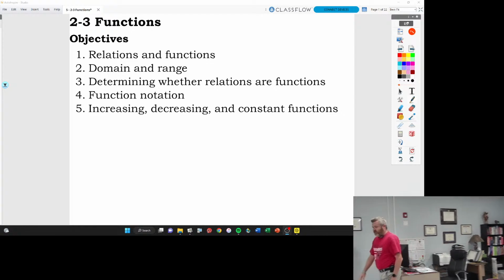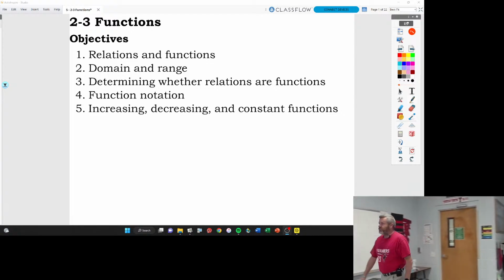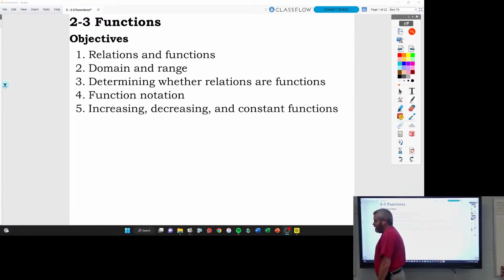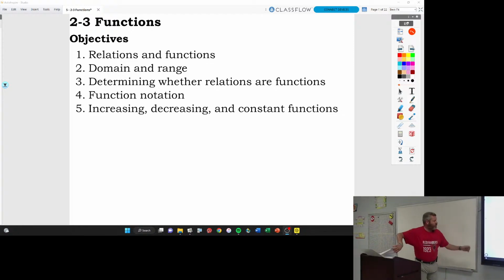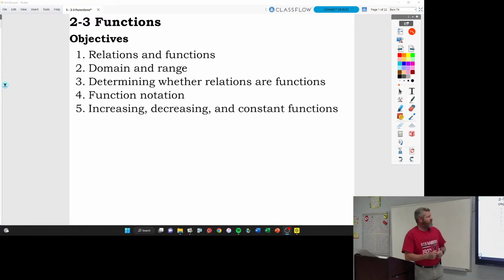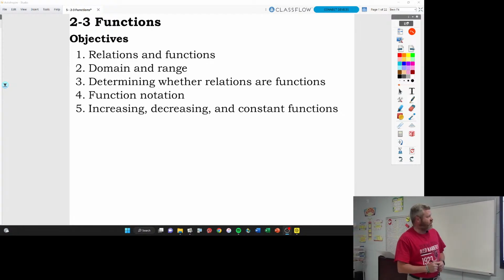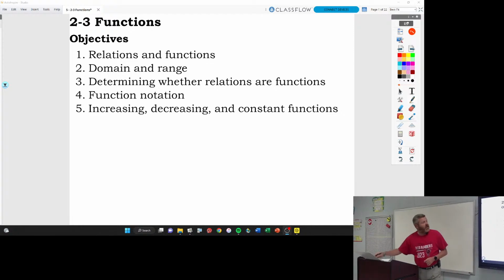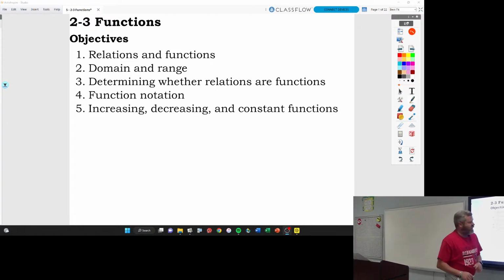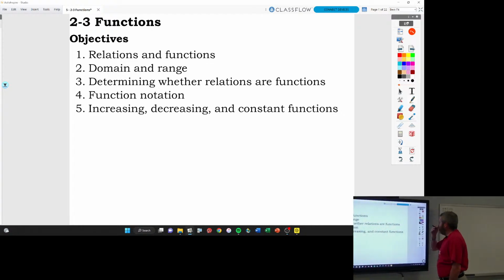Hello again. Today we're going to talk about section 2-3 regarding functions. Several of the objectives today include the difference between what a relation and a function is, domain and range, determining whether relations are functions, function notation, and increasing, decreasing, and constant functions.